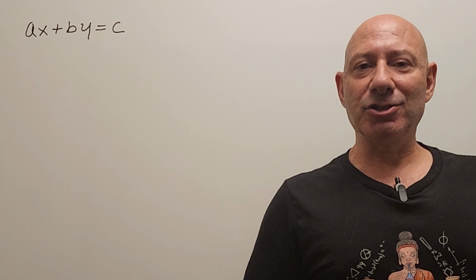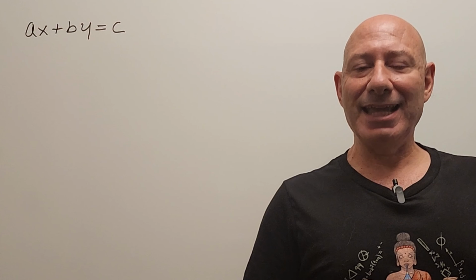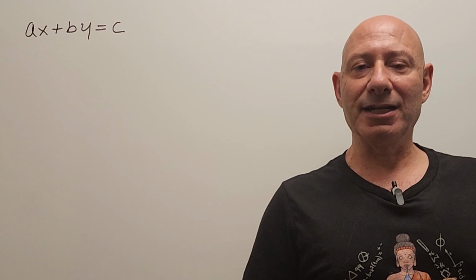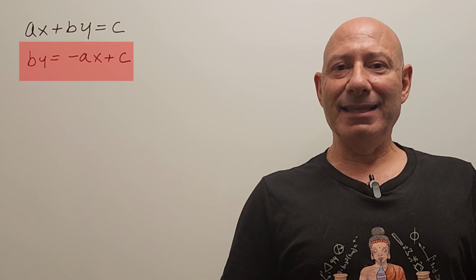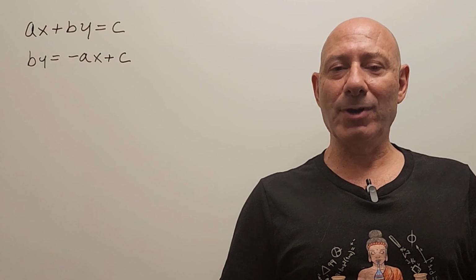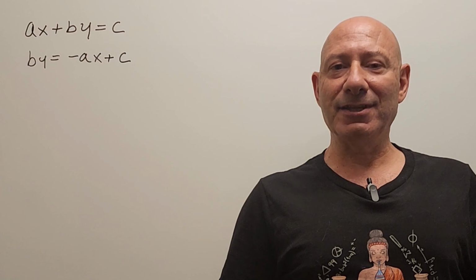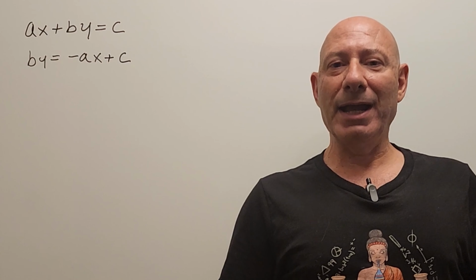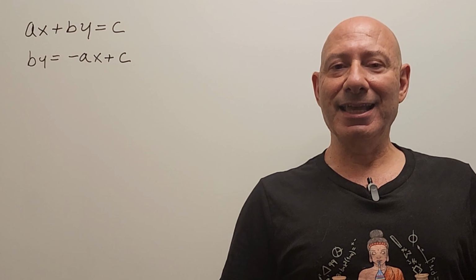Well, we have to get the x over to the right side, so let's subtract ax from both sides of this equation. It's going to give us this. Now the next thing that we have to do is isolate the y on the left-hand side of this equation. And in order to do that, we have to divide the entire equation by b. And that gives us this.